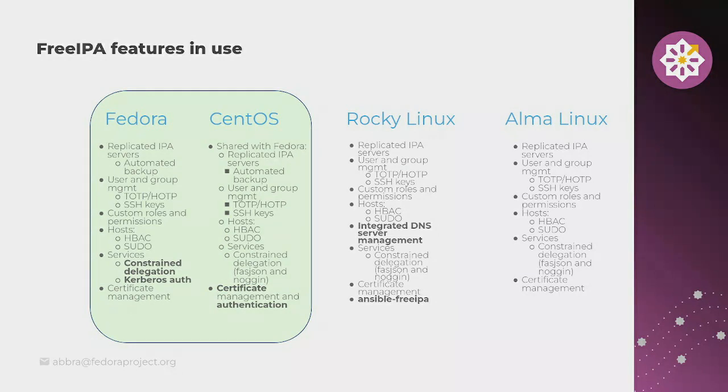Fedora uses Kerberos authentication to access Fedora services by Fedora maintainers. CentOS uses certificate-based TLS authentication. So you get, as a user, a certificate and you authenticate to your services with that client certificate. Rocky uses integrated DNS management, so the DNS server that IPA provides, and it uses Ansible FreeIPA, while Fedora and CentOS use Ansible, but they call out command line utilities. Their environment predates the Ansible FreeIPA project, but it's nice to see how all of this goes. And now that Jonathan says that Alma does Ansible, I don't know what they're using. Probably Ansible FreeIPA. Cool, that's great.